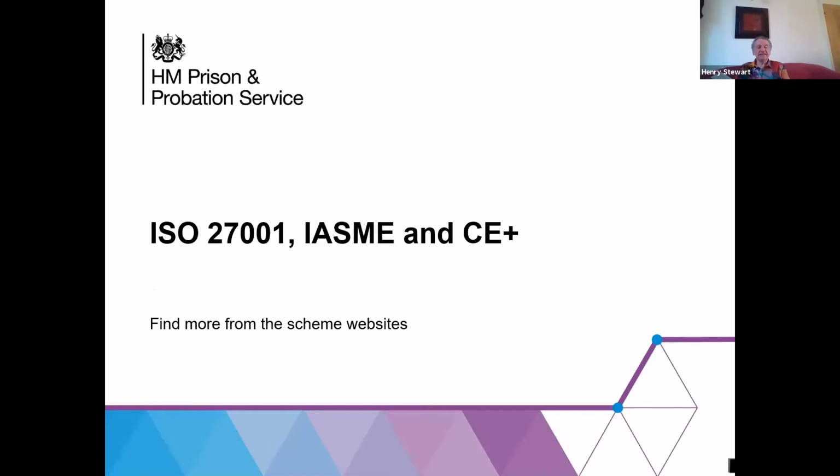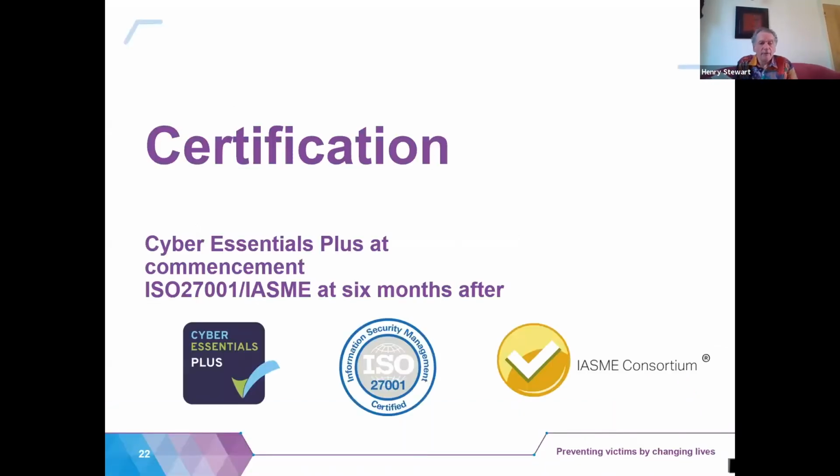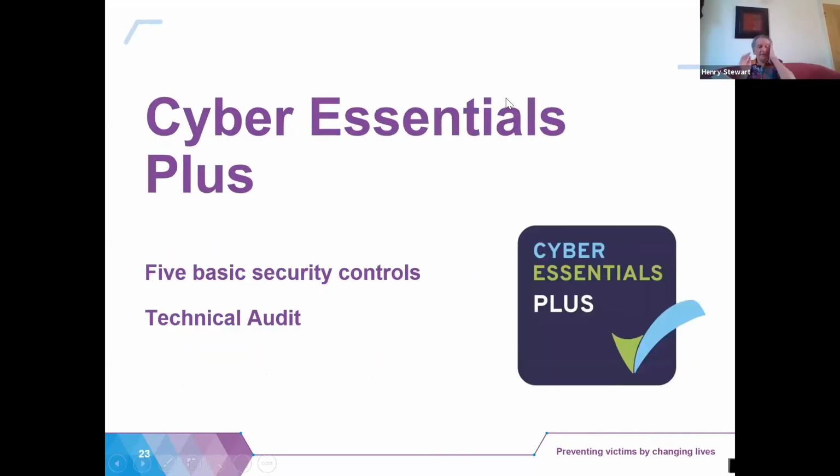So these are the certifications that you'll need to have in place. From day one, even actually from two weeks before, you will need Cyber Essentials Plus. From six months after, you'll need ISO 27001 or IASME. So what do these involve? Cyber Essentials Plus, as I say, not Cyber Essentials Basic, but Cyber Essentials Plus. There are five basic security controls, and you need to undergo a technical audit.